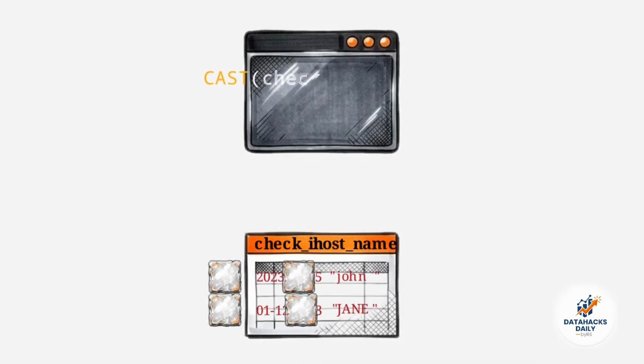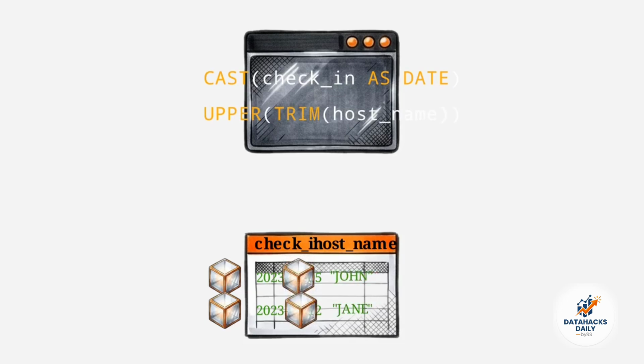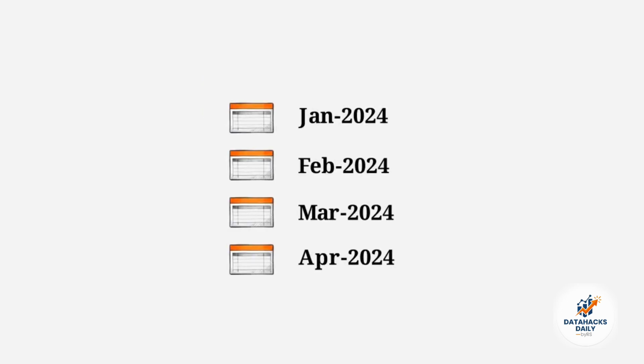First, we sanitize the inputs. We apply cast to standardize the string-based dates and wrap host names in upper and trim functions to eliminate trailing spaces and casing discrepancies. Watch out for the date sorting trap.